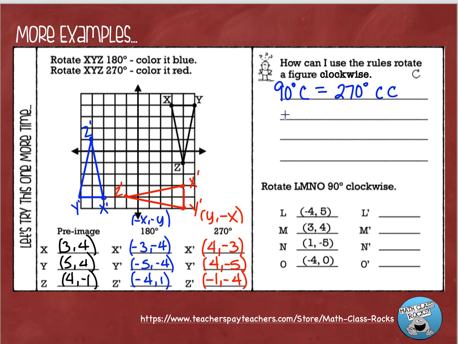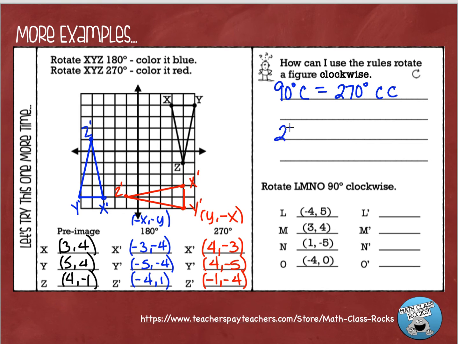Now 180 degrees, it doesn't matter which way you go. If I'm going from this black one to our blue one here, 180 would be 2 turns to the left, 1, 2. And it would also be 2 turns to the right, 1, 2, right? Because 180 is half of 360. So it doesn't matter which direction you go. So we don't even need a rule for that.